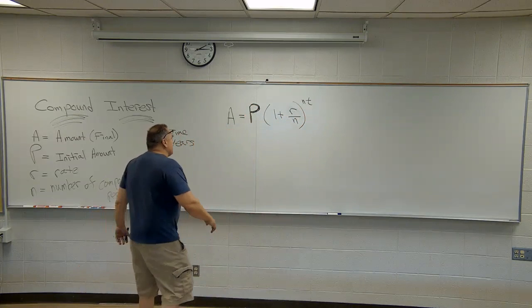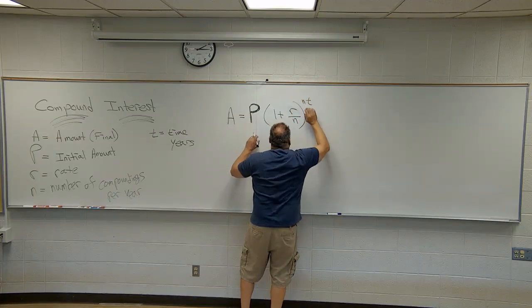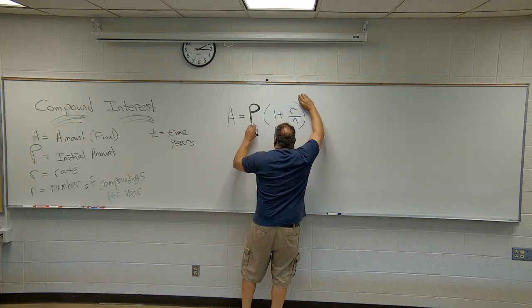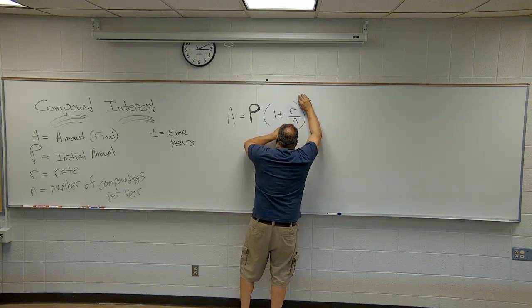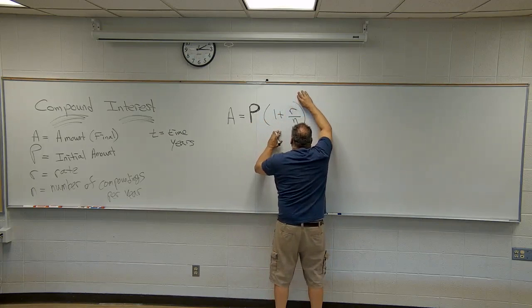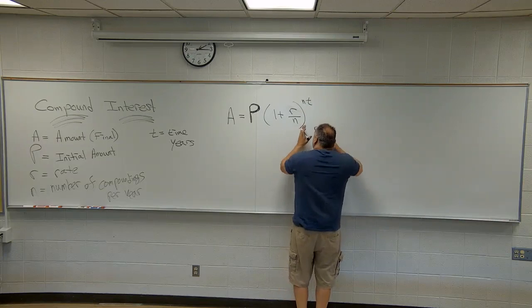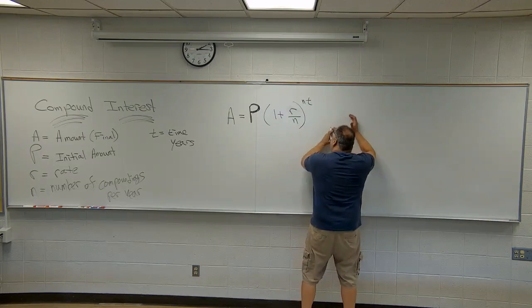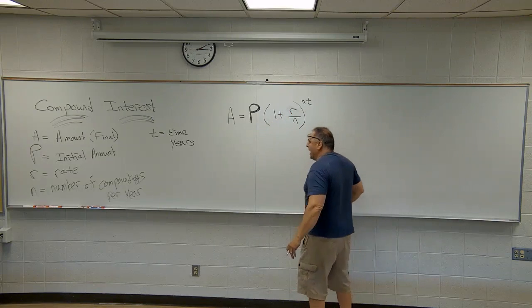There's a reason that's true. Forget about the nt for a second. You're going P times 1, which is P, plus a fractional portion of a yearly interest benefit. And then that's the new amount of money you have. Then you do that again for the new amount of money. So it's 1 plus r over n again times what you originally had. This guy just stays untouched and you're just multiplying thereon.